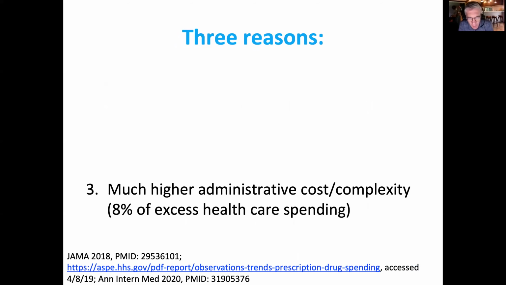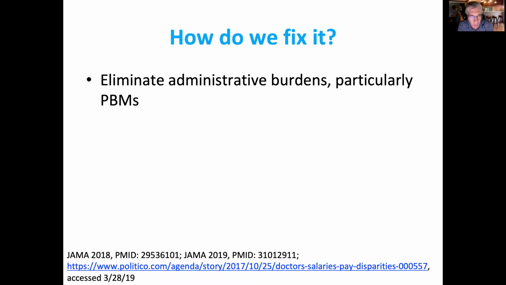And then finally, administrative cost and complexity, which is unsurprisingly the hardest of all three of these to fix, but lots of solutions have been thrown out. One is to simply eliminate certain administrative burdens, particularly pharmacy benefit managers. So the argument is that once upon a time, logistical considerations and distribution of drugs was very, very difficult. But we live in a computerized age where a lot of the services that are being provided by PBMs could theoretically be provided by an automated system.